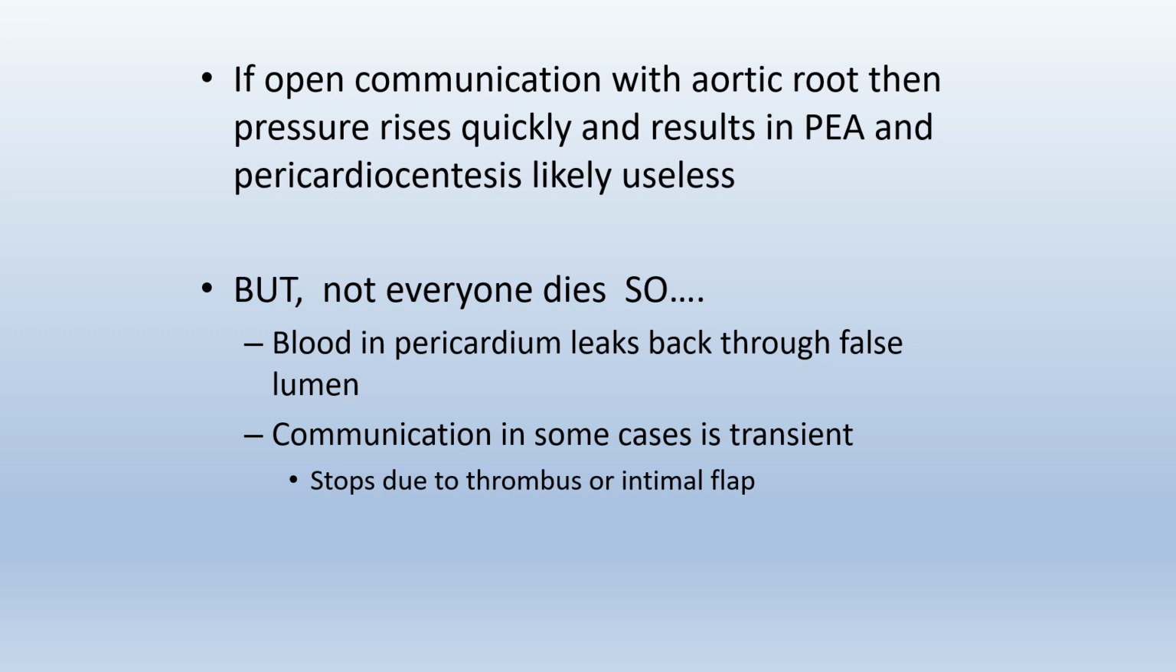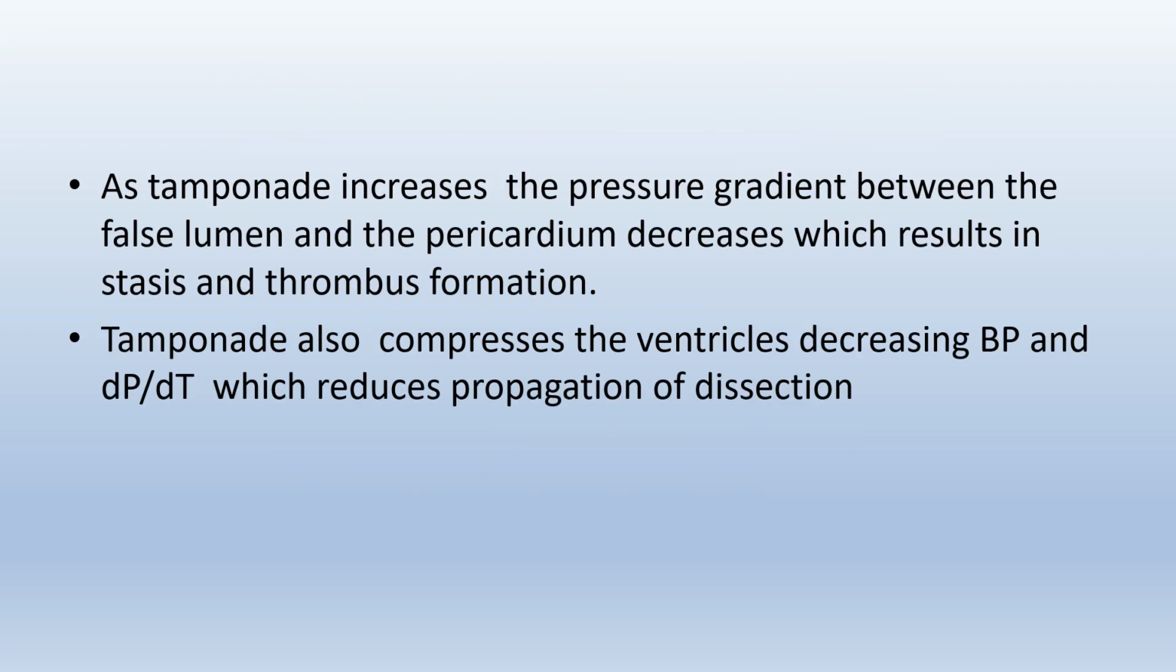Communication in some cases is transient, stopped due to thrombus or intimal flap. As tamponade increases, the pressure gradient between the false lumen and the pericardium decreases, which results in stasis and thrombus formation. Tamponade also compresses the ventricle, decreases the blood pressure and dP/dt, which reduces the propagation of dissection.